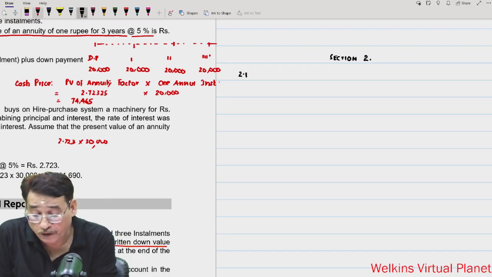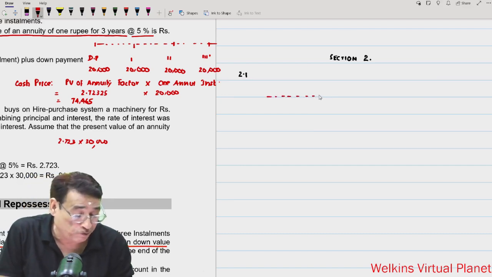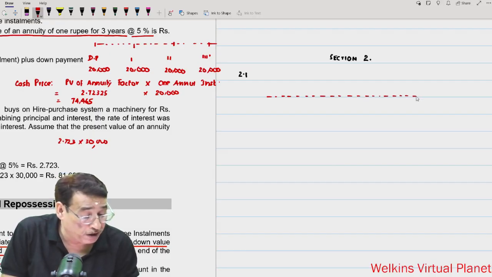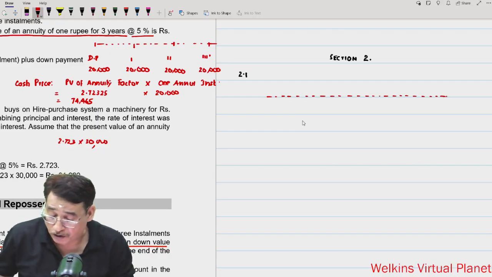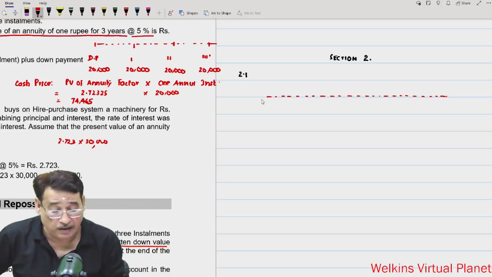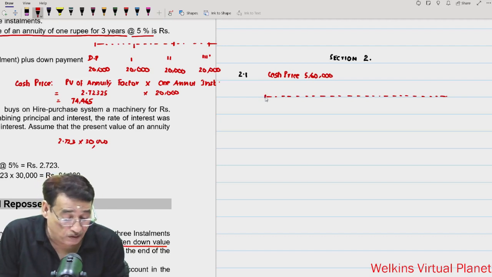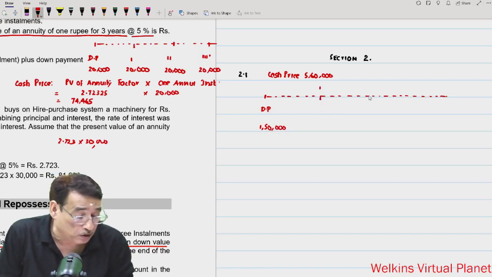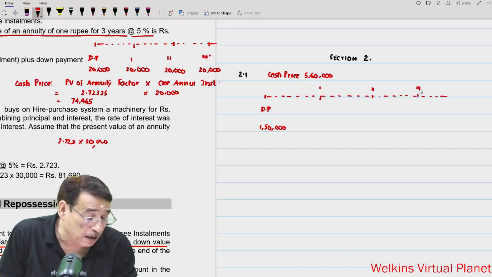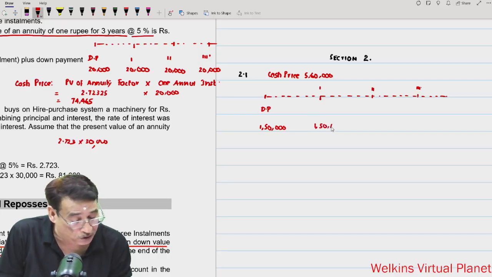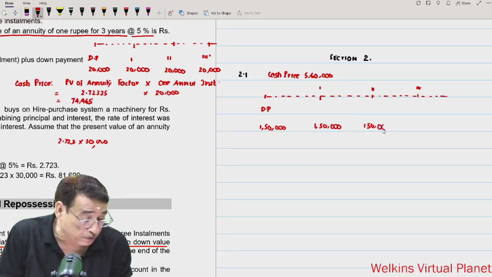Now, as far as question 2.1 is concerned, what was given to us? First, let us draw a rough idea regarding the same, so that every time we need not look at the question. In this question, it is given that cash price is 5,60,000, correct? And then it is given that down payment is 1,50,000. Besides that, we are supposed to pay 3 more installments, and the 3 more installments are also of 1,50,000 each: 1,50,000, 1,50,000, and 1,50,000.